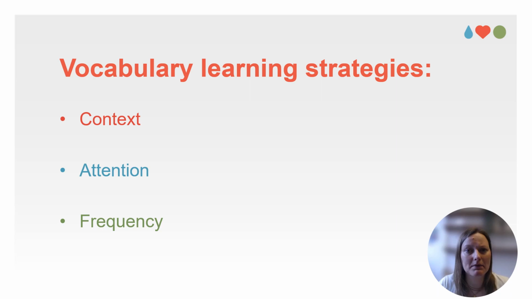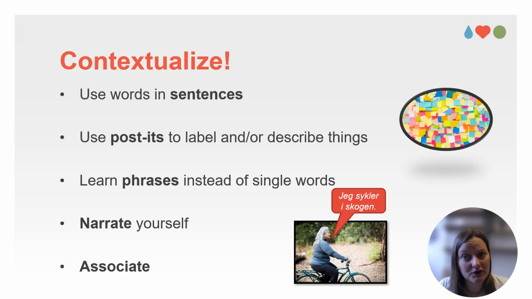When we talk about vocabulary learning strategies, there are three main principles to keep in mind: context, attention, and frequency. Let's go through them. So the first principle is context. Contextualize the new words and phrases that you want to learn actively. For example, use the words in sentences or use post-its to label things. For example, using a post-it on your fridge with the Norwegian word for fridge on it, kjøleskap. You can also use this to describe things like a white fridge, et hvit kjøleskap.